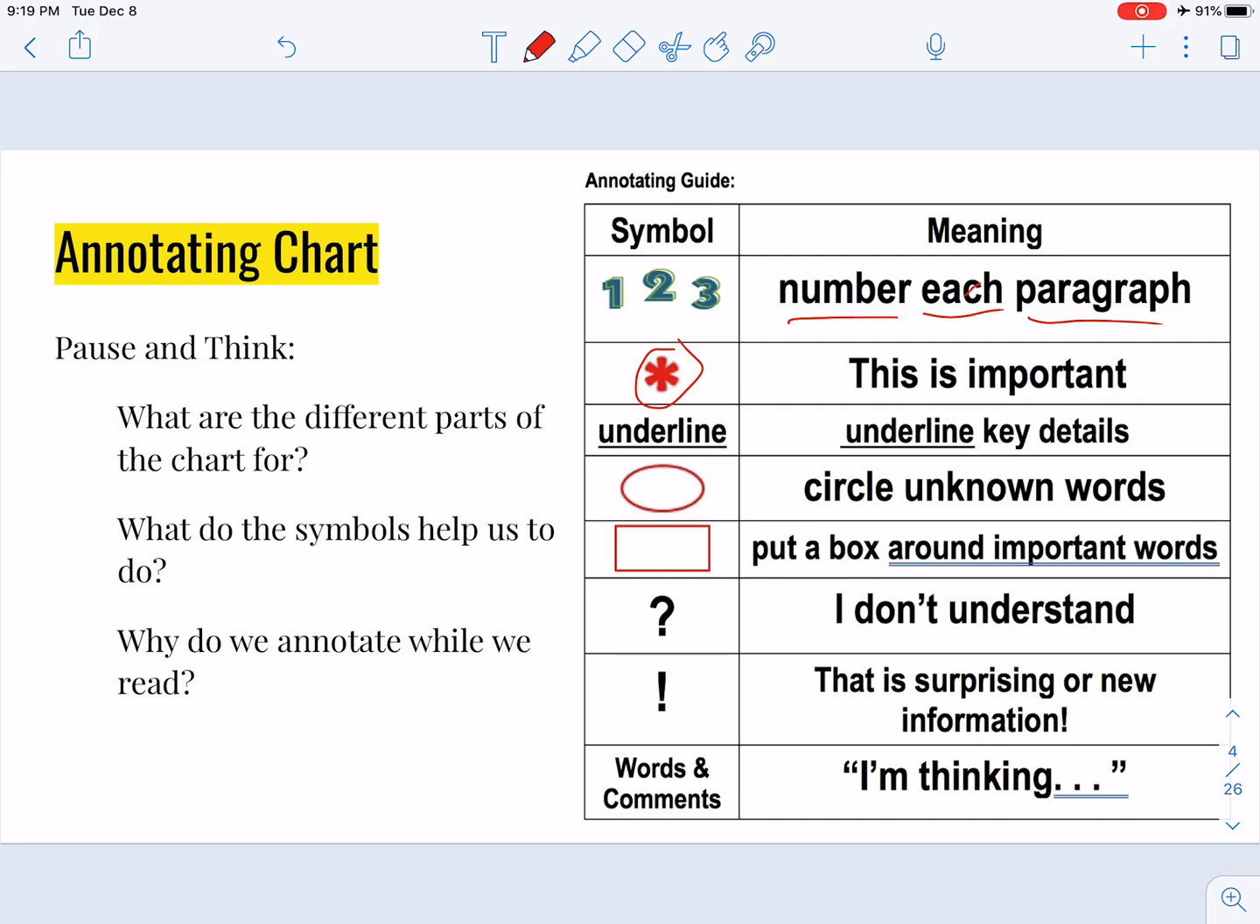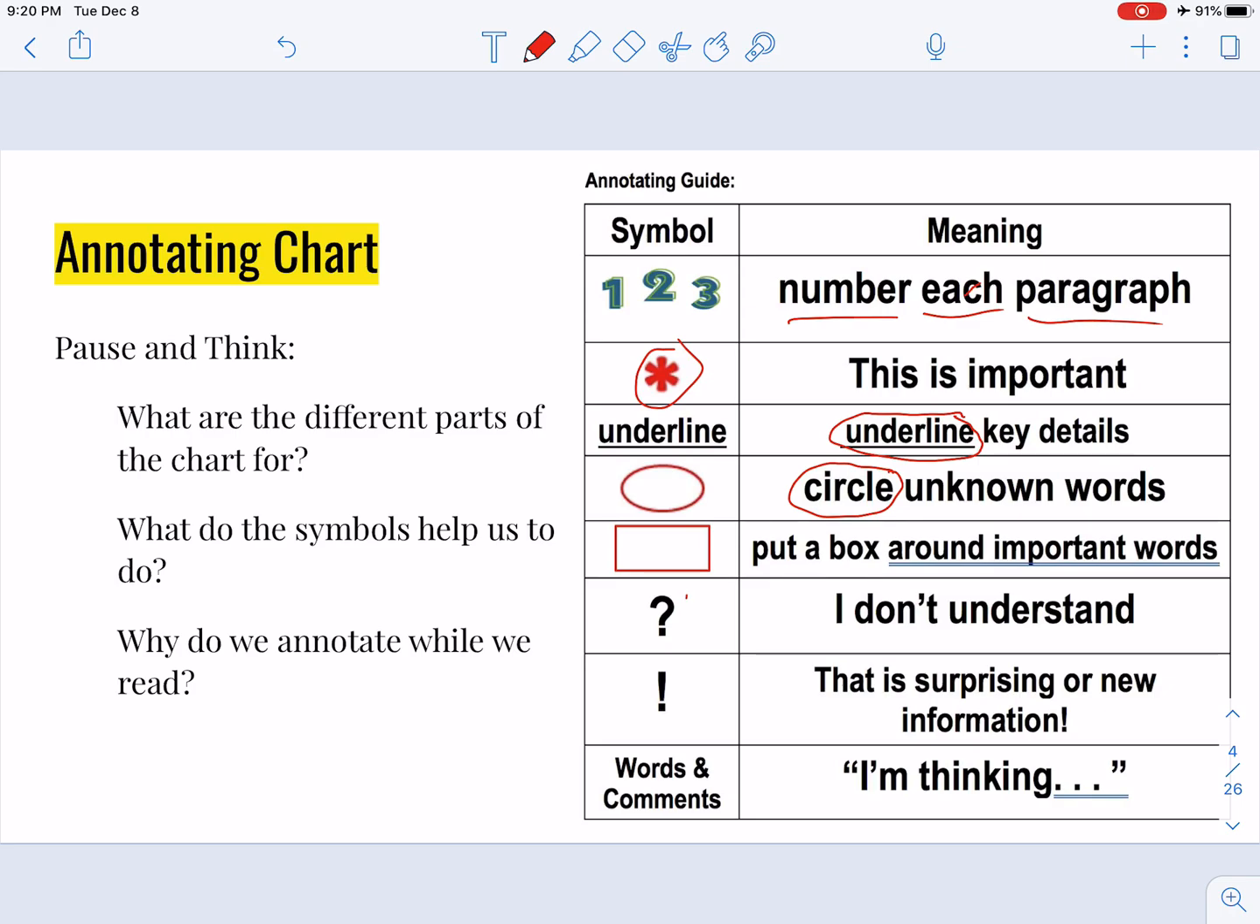Now, we're going to sometimes underline key details. Those are going to help us. If it's more than just a key word, we're going to underline it. To help us when we see unknown words, we are going to put a circle around them so that we can come back to them and find them easier later. When it comes to our important words, so not just key details or key sentences, but important vocabulary words, we're going to put a box around them so that I know that that is an important word.